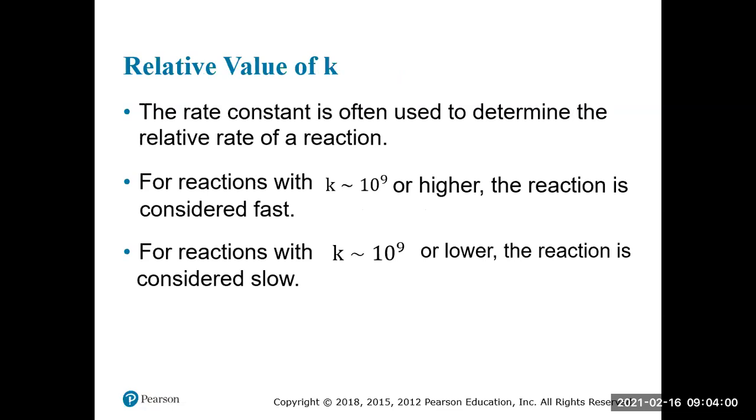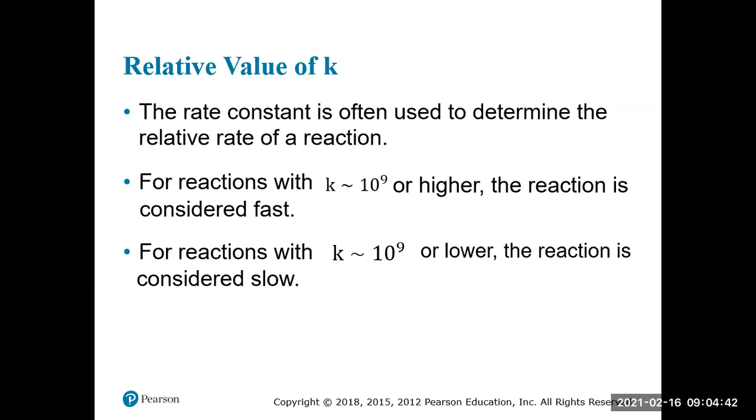So when we think of the rate constant, there's kind of a rule of thumb that if the rate constant is 10 to the ninth or higher, the reaction is considered fast. If it's lower than 10 to the ninth, then it's considered slow. So just a rule of thumb when you're looking at reaction rate constants to know if that reaction is slow or fast. One reason that rule of thumb is good to know is if you do have a slow reaction, then you may want to think about what can I do to speed up the reaction to make it faster.